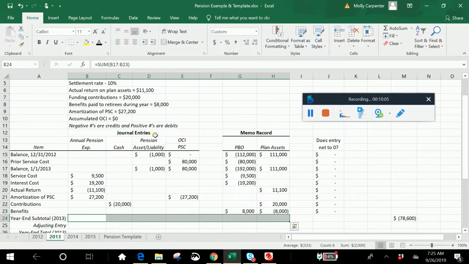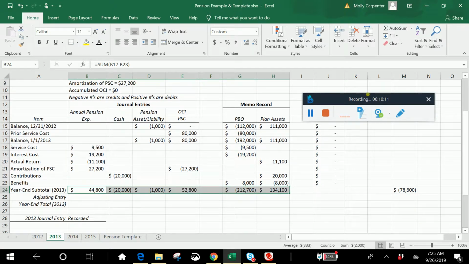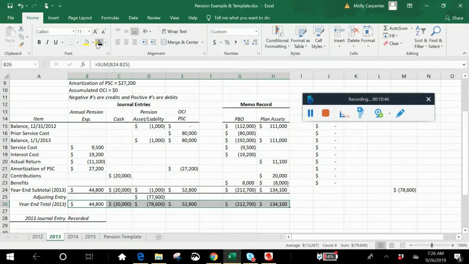Again, we're going to subtotal our year, and first and foremost, we're going to compare our PBO balance to our plan assets. When you compare these two, we are in a net liability position of $78,600. Now, that is not what our adjusting entry is going to be. That represents what our ending balance needs to be in our pension liability. We already have a balance of $1,000, so therefore our adjusting entry needs to be $77,600. We then bring forward our final totals here.